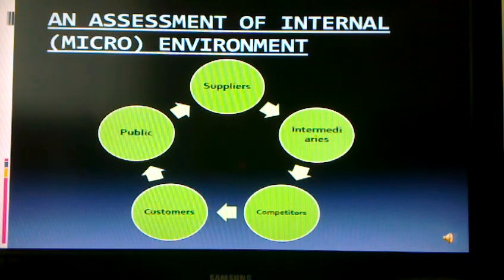When we talk about the microenvironment of the company, then we talk about the suppliers, public, intermediaries, customers, and the competitors of that particular company. As the company is going to launch its business online, it is necessary that the company has a good e-procurement plan in order to develop the integration between all the suppliers and the company.